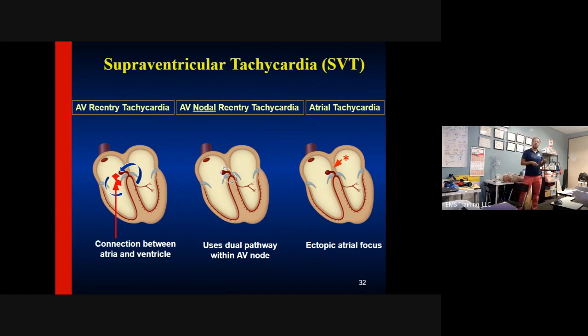So vagal maneuvers you could try, you can tell them to bear down, do ice to the face, or they can blow through a straw or blow the plunger out of a syringe. So you can have AV re-entry tachycardia. You can have AV nodal re-entry tachycardia, or you have atrial tachycardia, which is an ectopic atrial focus, meaning the focus is coming from the atria. That's why it's atrial tachycardia. In re-entry tachycardia, this is a dual pathway using the AV node, where it's coming back and forth.